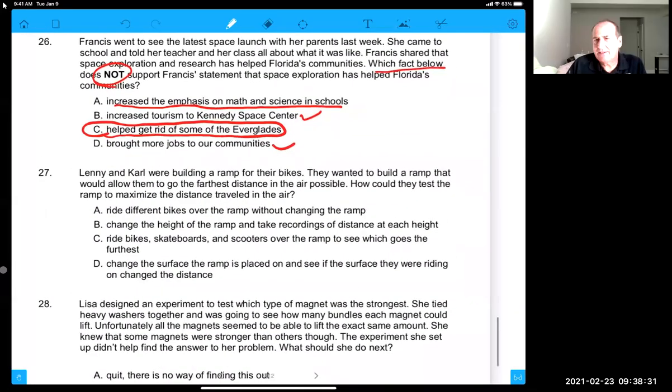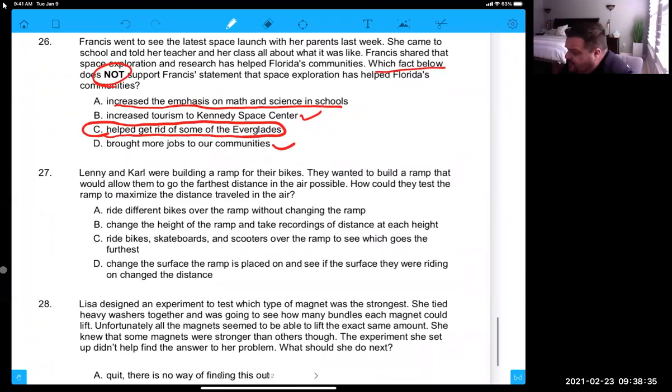Lenny and Carl were building a ramp for their bikes. They wanted to build a ramp that would allow them to go the farthest distance possible in the air. How could they test the ramp to maximize the distance? So now this is another one. You got to read all the choices and pick the one that makes the most sense, right?